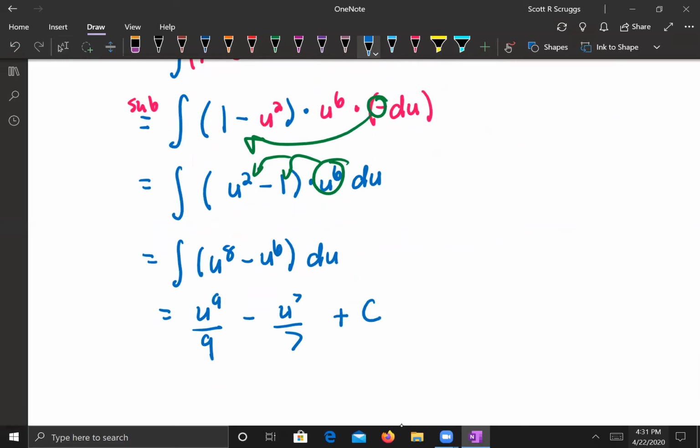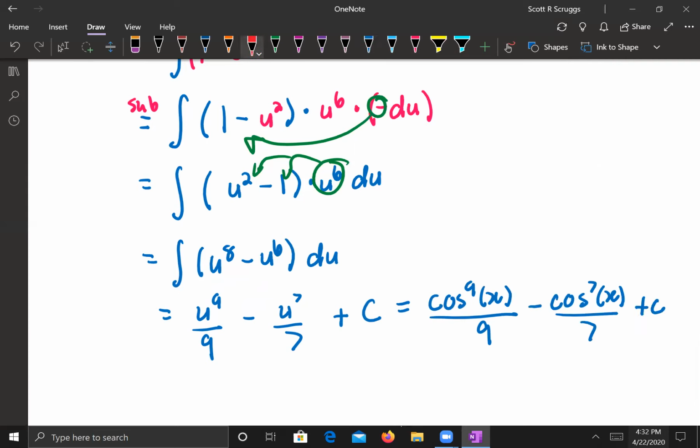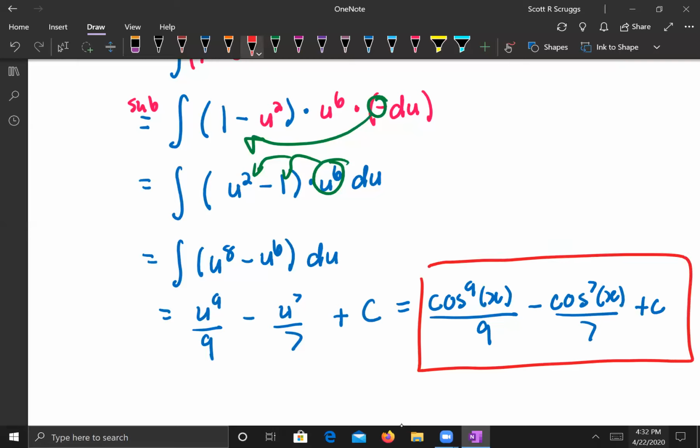Because I completed evaluating the antiderivative portion, I now include a plus c. But because I did a u sub and I started with a function with respect to x, I sub back in what I called u at the very beginning, which was cosine. So my final answer will be cosine to the 9th power of x over 9 minus cosine to the 7th power of x over 7 plus c.